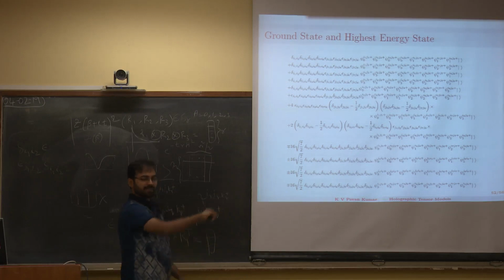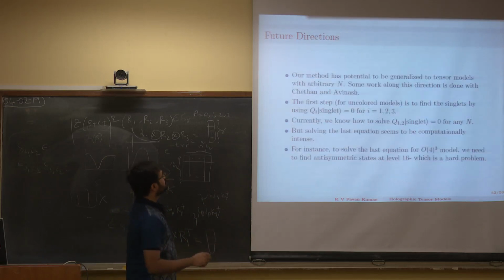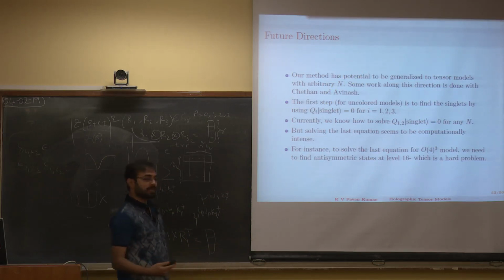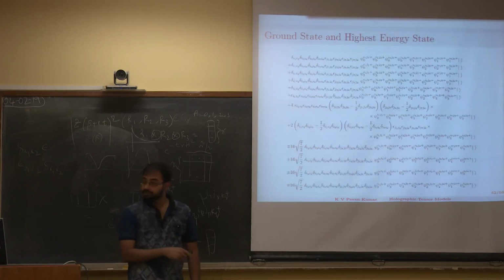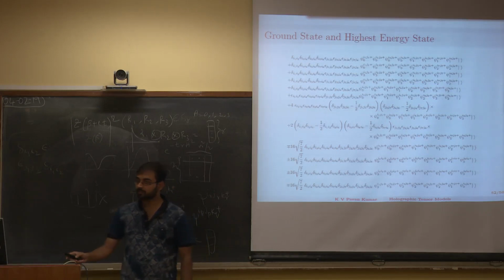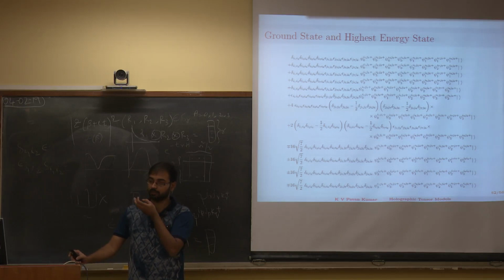Yeah, this ground state is one of the most complicated things. There are other things which are comparatively easier. And now I'll conclude with some future directions. One way is that our method has potential to be generalized to models with arbitrary n. And can you tell me, once you found the spectrum, the main thing you want to do is to check whether there's chaos or not? Yeah. What are you going to use the spectrum for? Yeah, mainly for chaos. We want to see whether there's still chaos left in it or not.